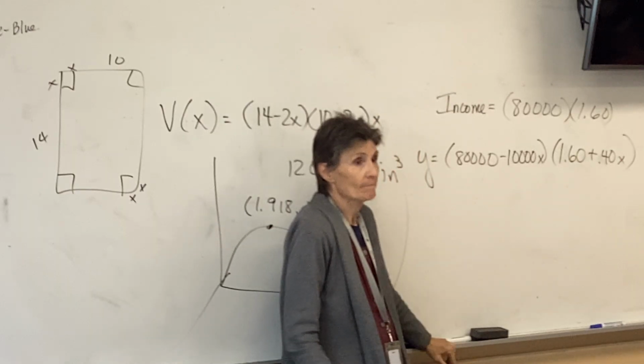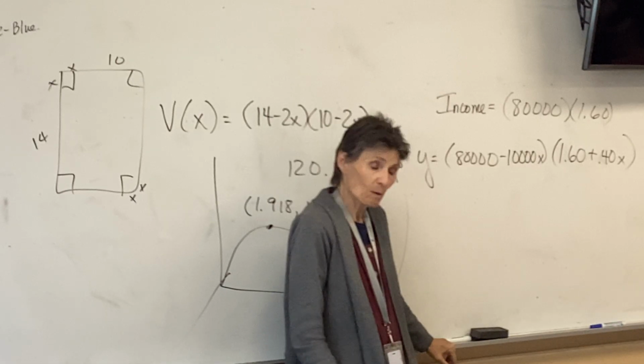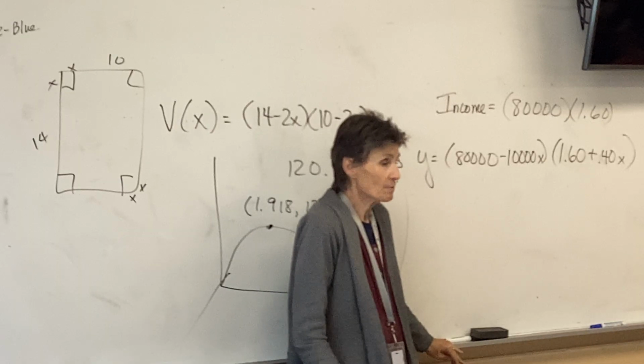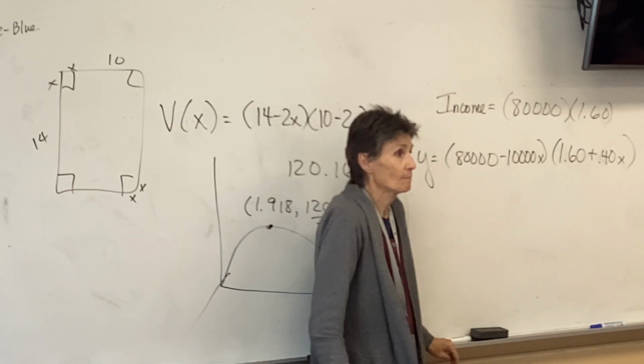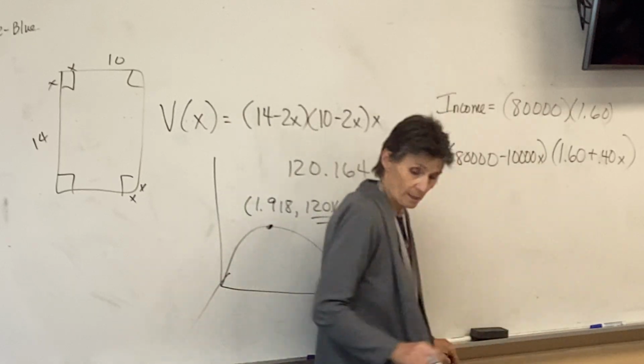X squared. And if it's x squared, it's a parabola. And if I want to maximize it, I'm going to find the vertex. Okay, so what am I going to do to find the vertex? FOIL it.